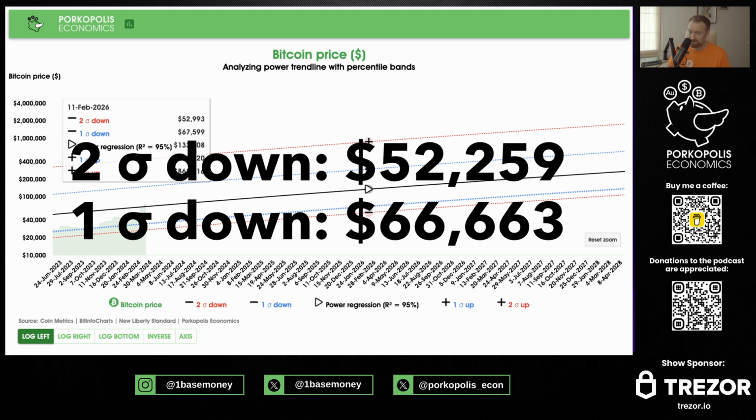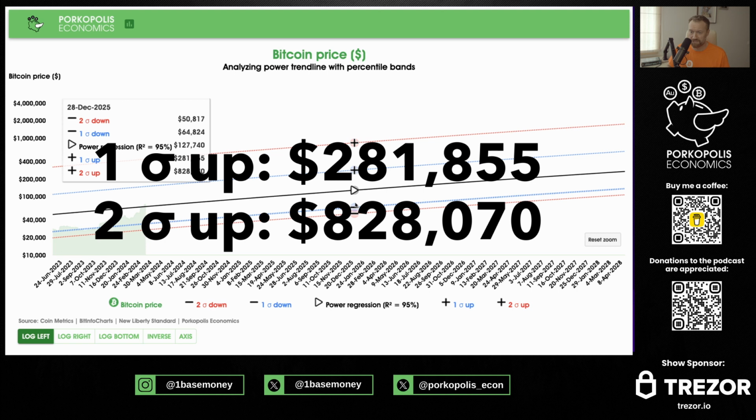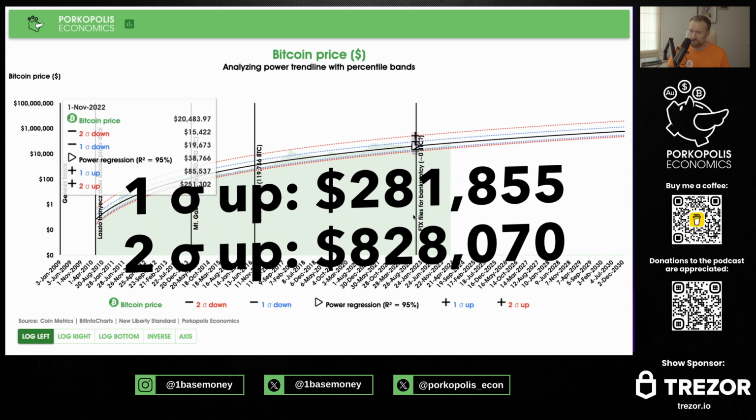The trend itself, by late 2025: $130,000 Bitcoin. 1 sigma up: $280,000 Bitcoin. 2 sigma up, which is very rare, and is actually the 97.5th percentile, meaning only 2.5% of the observations are above that red line: $828,000 Bitcoin. Okay, so where we are right now, very exciting.